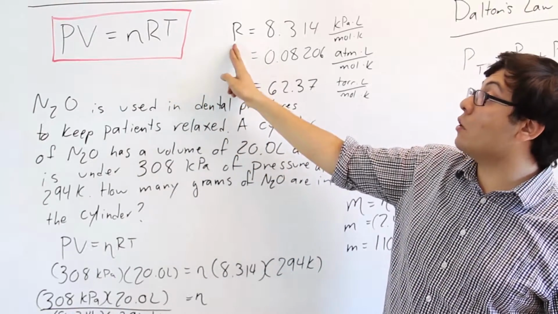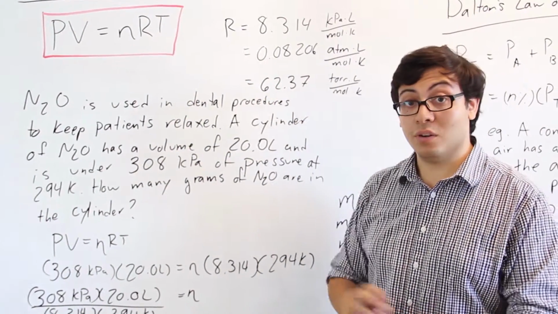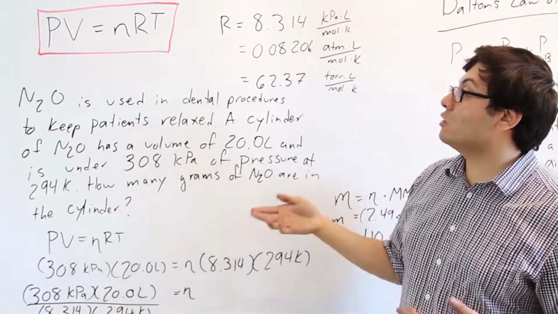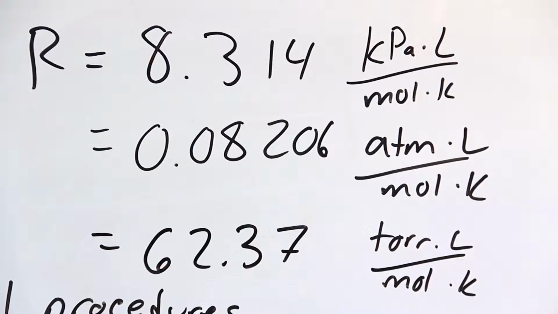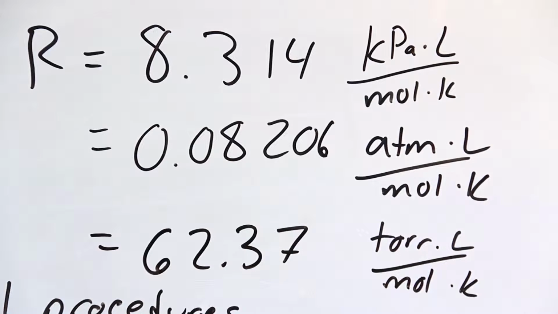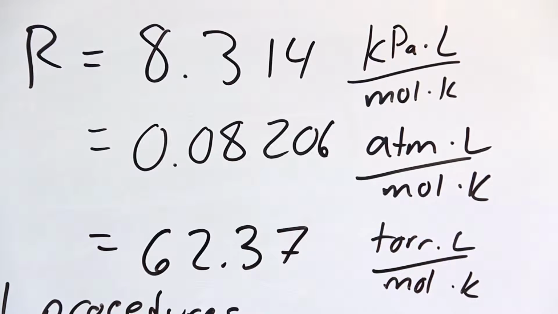The value of R differs depending on what unit of pressure you choose. I always like to choose kilopascals, and I remember the value of R is just 8.314 if you're using kilopascals. If you're using atmospheres, then 0.08206 is your value of R, and for torr it's 62.37.